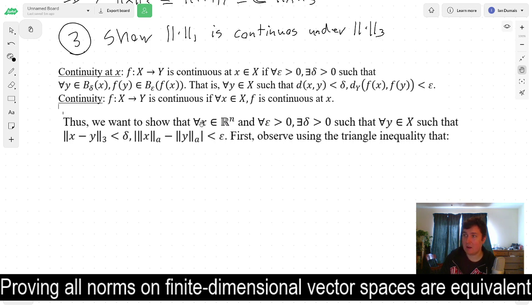Okay, so we want all x in Rn. We want for all epsilon greater than 0, there exists a delta such that, oh, that should not be x. That should be Rn again. Sorry, copy paste error there. I copy pasted this and put in everything. So for all y in Rn such that, oh, of course, since I copy pasted, I've got a's instead of 1's. I want this to be 1. This to be 1 now.